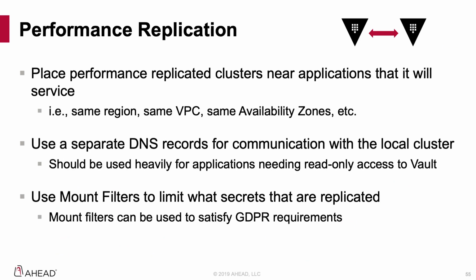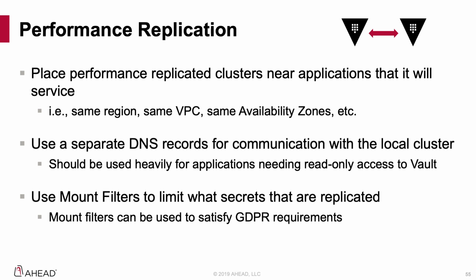So a couple of things about performance replication. You want to place performance replicated clusters near the applications that it will service. So think the same region, same data center, et cetera, even down to, in AWS, same VPC, same AZs, et cetera, to minimize traffic. You want to use a separate DNS record for communication to the local cluster.